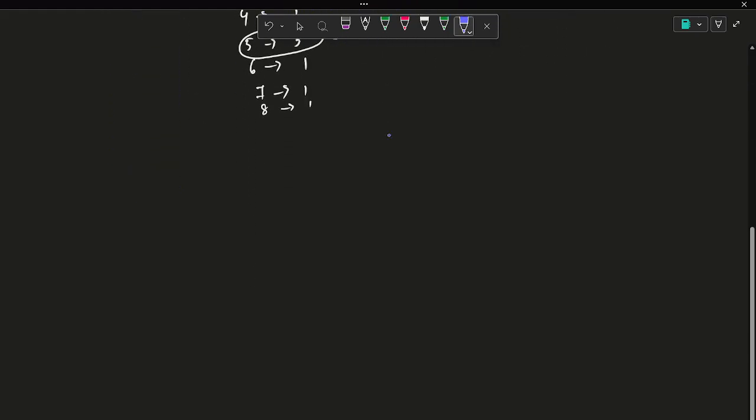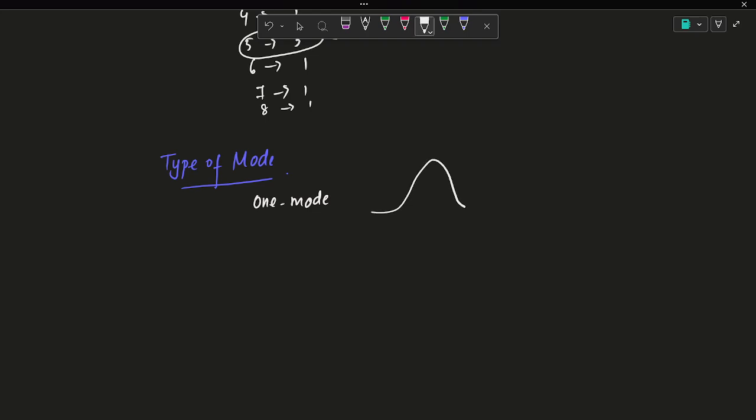Now coming to types of mode. First question: can we have multiple modes? Mode is a measure of central tendency, so can we have multiple central tendencies? Yes, we can. Suppose we have only one mode in the data set, meaning only one maximum frequency. The data looks like this, or maybe this, or maybe this. For all three cases there is only one mode.